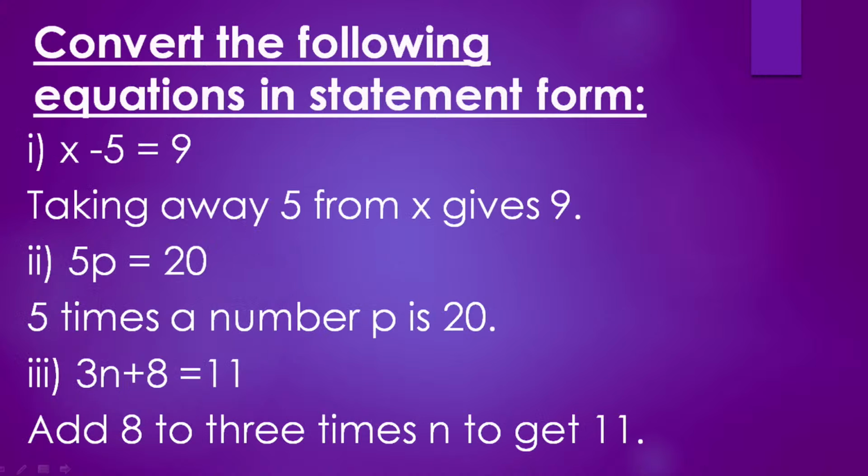Alright. Okay. We have here, convert the following equations in statement form. X minus 5 is equal to 9. How I can write down in the form of statement? Taking away 5 from X gives 9. Alright. Then we have 5p is equal to 20. Can I write it as 5 times a number p is 20? And third one, 3n plus 8 is equal to 11. We can express this as add 8 to 3 times n to get 11.